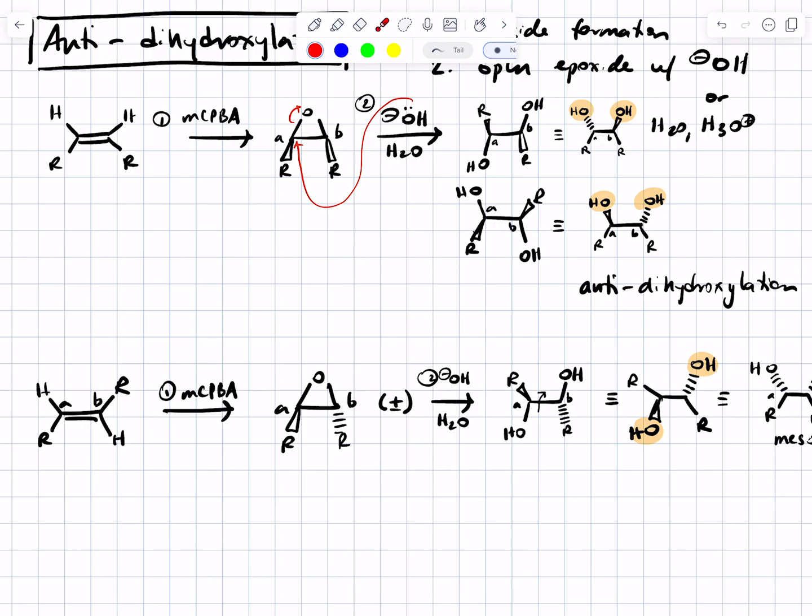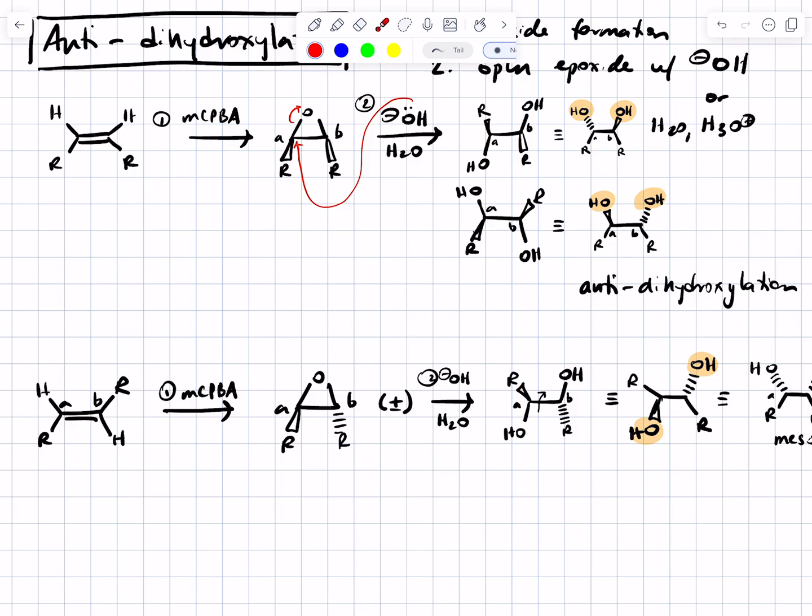Okay. We're going to muddy the water a little bit here because we're now going to learn to do something called syn dihydroxylation, which instead of anti, syn is going to deliver the OHs to the same side of the original alkene. Now we're going to have choices, but that's going to lead to an opportunity to get mixed up with stereochemistry.